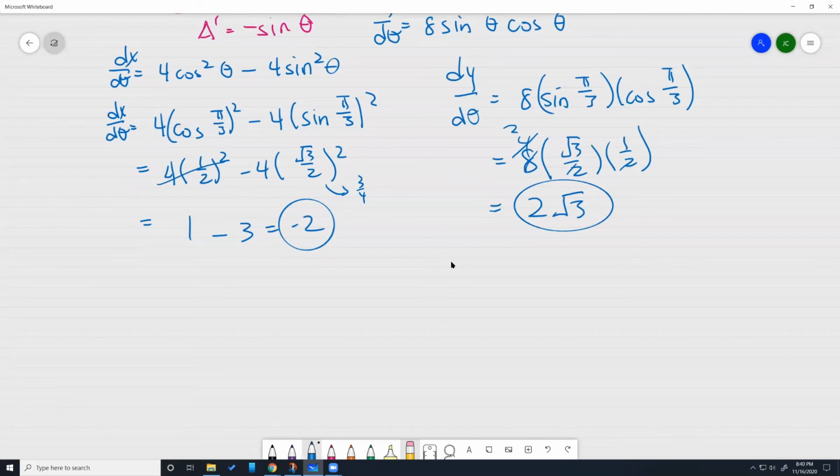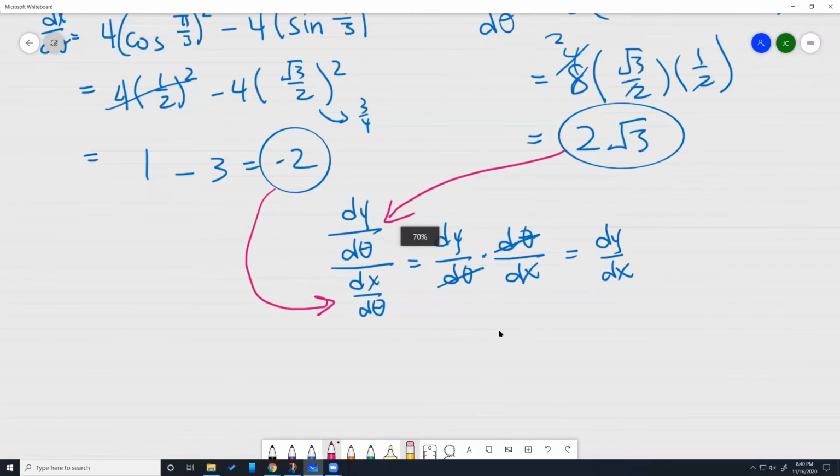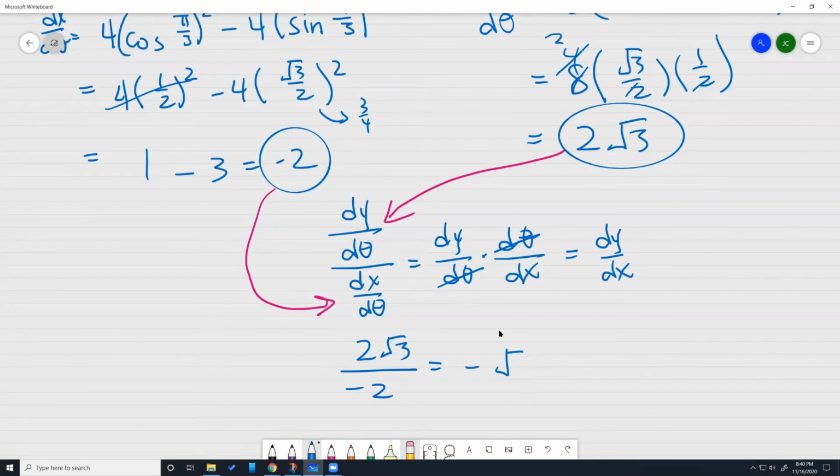The whole point of this is to get dy/dx. And the way you do that is you can divide by these two expressions. Dividing by fractions means you're multiplying by the reciprocal. You know, with dy/dx, which means that you're going to substitute this for dy/d theta and this negative 2 for dx/d theta. So you're really doing 2 root 3 over negative 2. That's negative root 3.